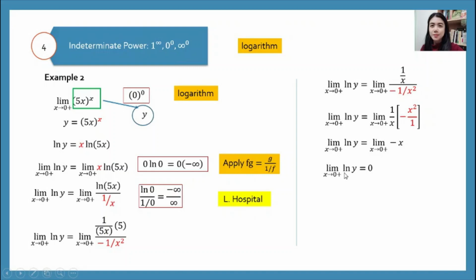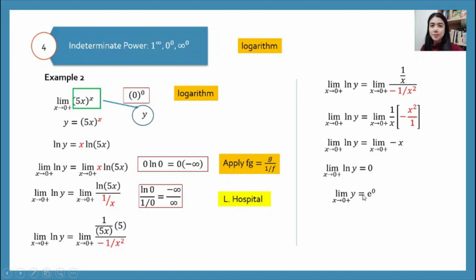How about the left hand side? The left hand side, you still have ln y. So don't leave your answer in terms of ln y. So you have to add exponent to both sides. So when you add exponent to both sides, you will have y only at the left hand side, and for the right hand side, you have e power of 0.